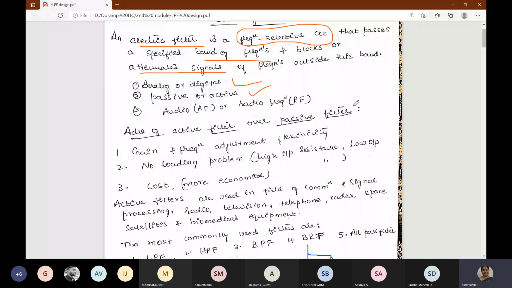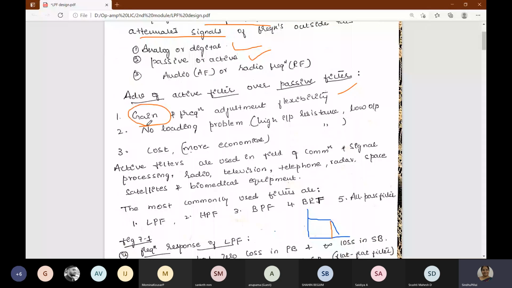As you know, the gain is very flexible, we can control gain by using the feedback resistors R1 and RF. So that is one of the advantages. Second, there is no loading problem. Why is there no loading problem? Because the input resistance of the op-amp is very high and the output resistance is very low. Ideally, the input resistance is infinite and the output resistance is 0. And it is also more economical. Cost is very less.